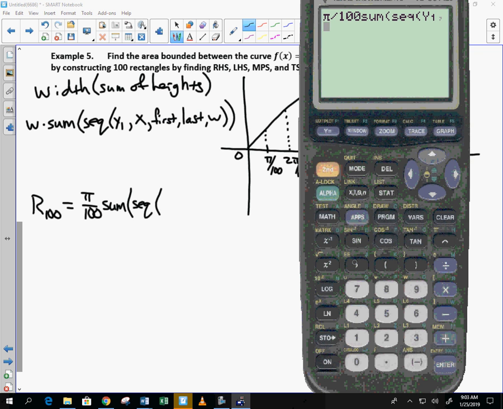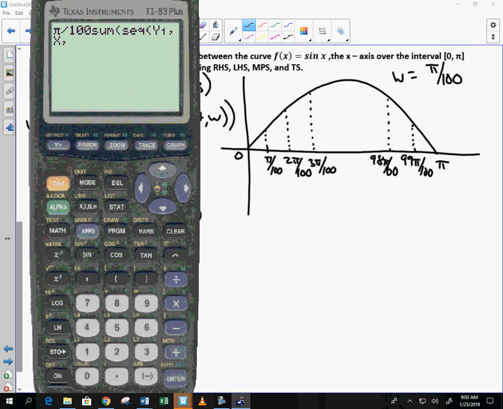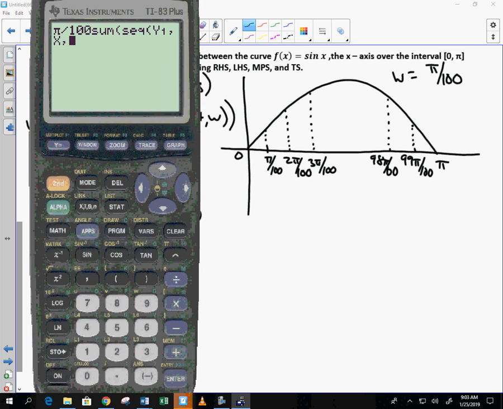Comma. Comma is right above the 7. Now what? X. That's my x, comma. Everybody with me? First, what is the first spot for the right-hand sum where we evaluate the heights? This is where the math really comes in. Look at the drawing. Pi over 100. So we do pi divided by 100, comma.